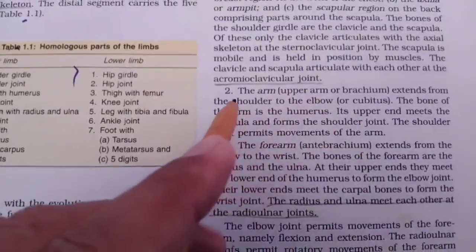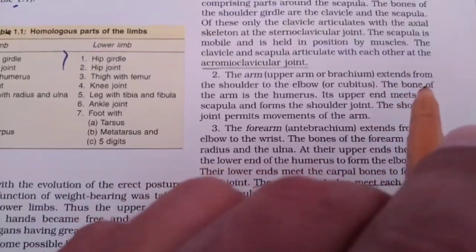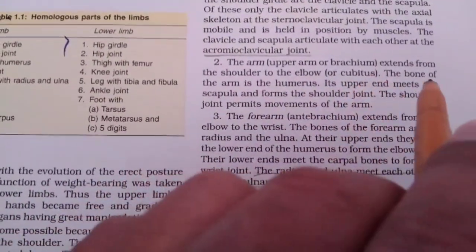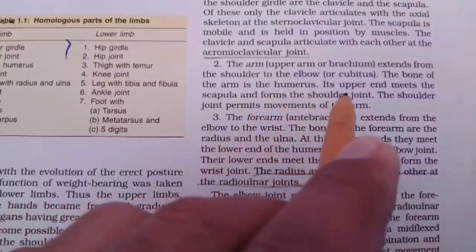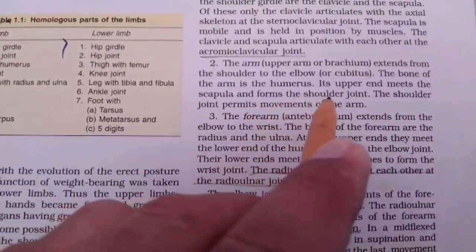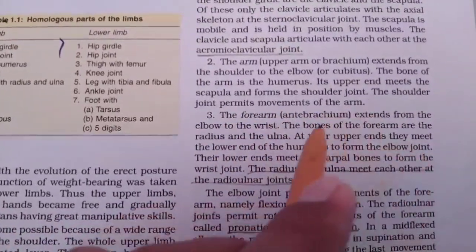Number 2, the arm, the upper arm or brachium extends from the shoulder to the elbow or cubitus. The bone of the arm is the humerus. Its upper end meets the scapula and forms the shoulder joint. This shoulder joint permits movement of the arm.